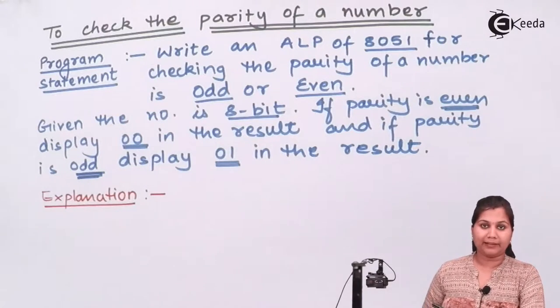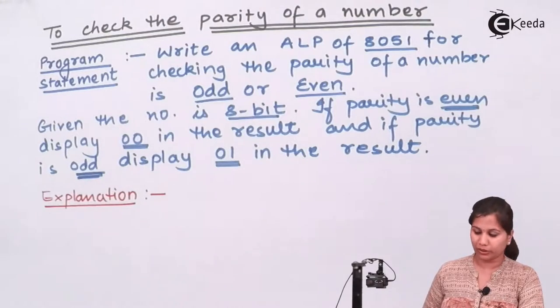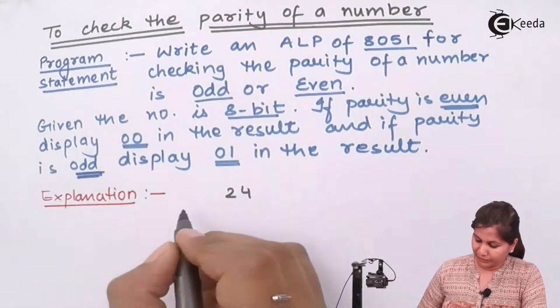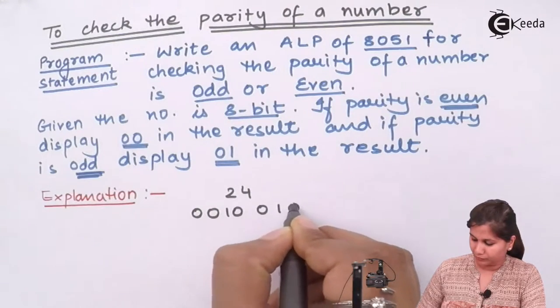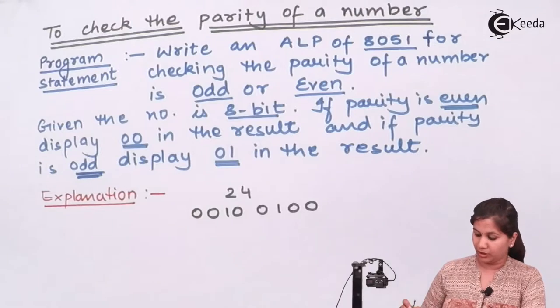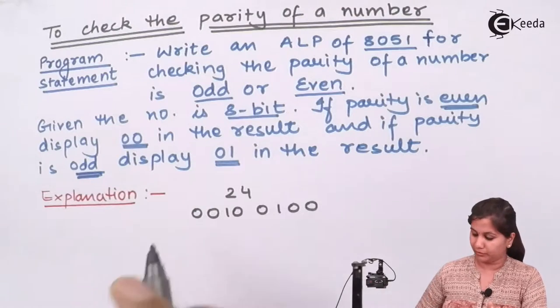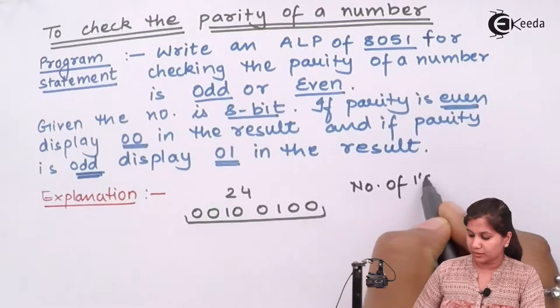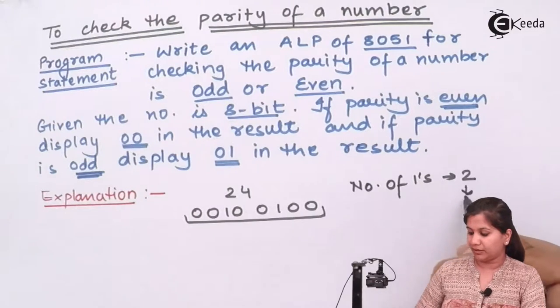Now, what do you mean by the parity? Parity means that whenever the number is represented in the binary format, only 0 and 1 is used. Suppose that we are having a number 24. Now 24 will be represented in binary. Now in this number, if we count how many 1s are present, then we will see that number of 1s is 1, 2, 2, so it is having even parity.